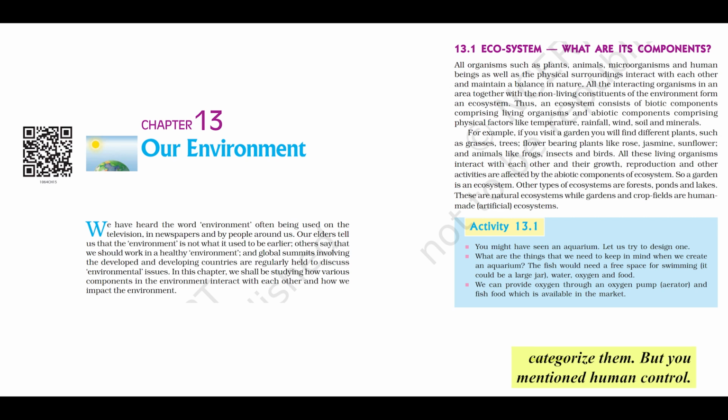It's fascinating how we categorize them. But you mentioned human control. That makes me wonder, can you give another example of a human-made ecosystem that's a bit different from a garden? Maybe something that really highlights our control over it? That's a really sharp question. Thinking about the degree of control, yes, a fantastic example, and one you might even have at home, is an aquarium. Oh, right. Like a fish tank. Exactly. It's a perfect example of a highly controlled, human-made ecosystem. Think about setting one up.